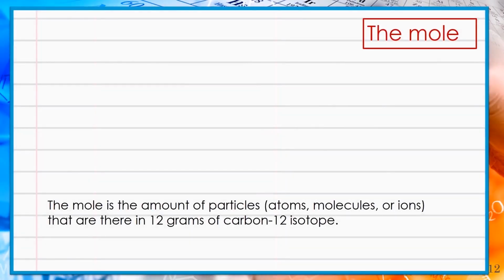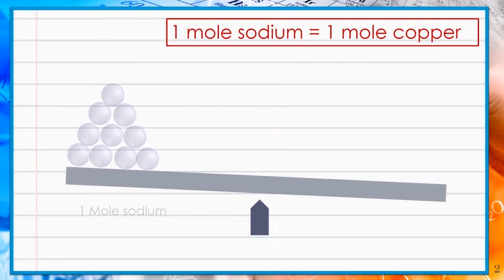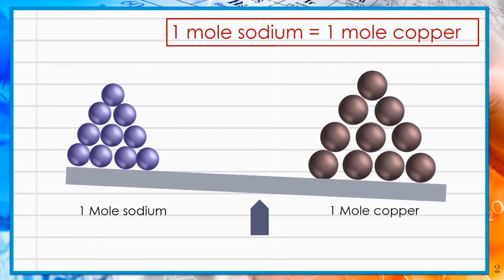The mole is the amount of particles, either atoms, molecules, or ions, that are there in 12 grams of carbon-12 isotope. This implies that the number of atoms in 1 mole of an element or molecule is exactly equal to the number of atoms in 12 grams of carbon-12 isotope. So we can say that 1 mole of sodium is equal to 1 mole of copper.